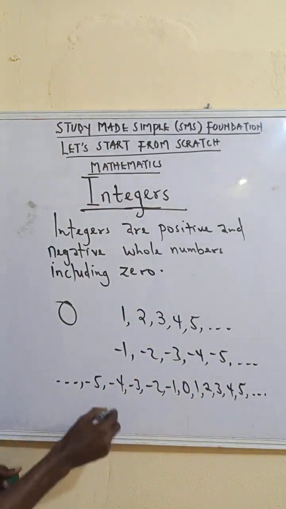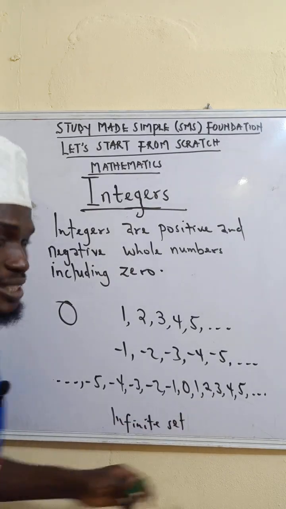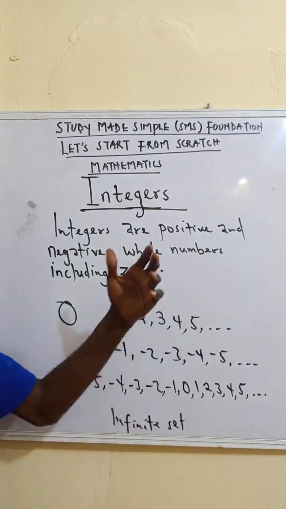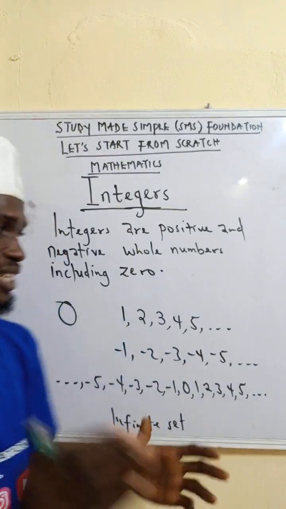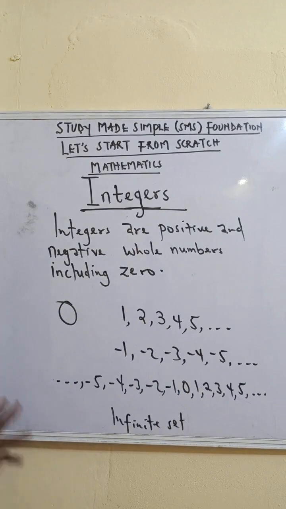This is also an infinite set. An infinite set is a set that does not have an end. It doesn't have a beginning, it doesn't have an end, unlike natural numbers and whole numbers that have a beginning, but they don't have an end. This one has no beginning and no end.